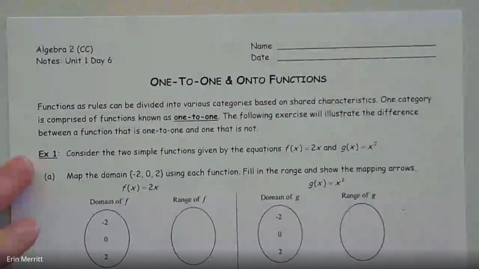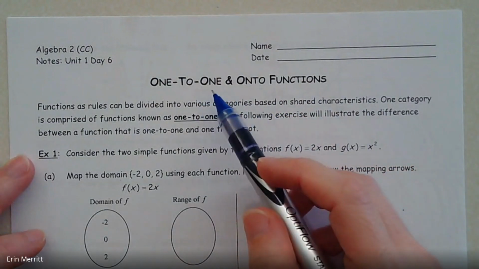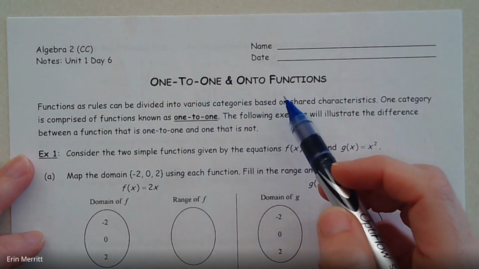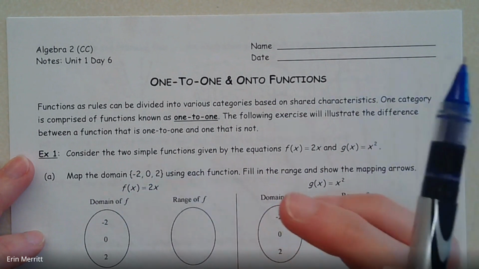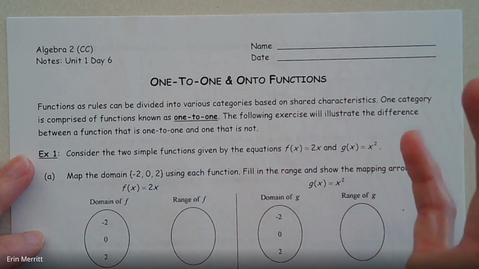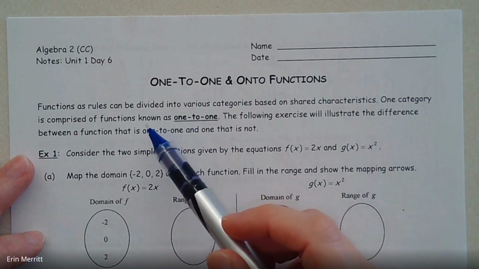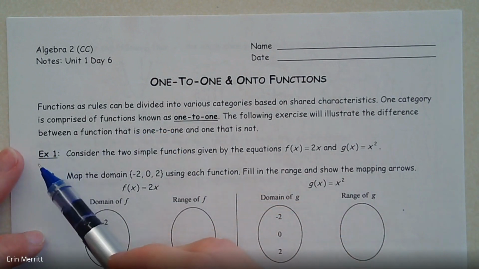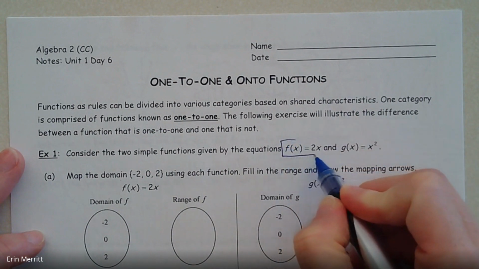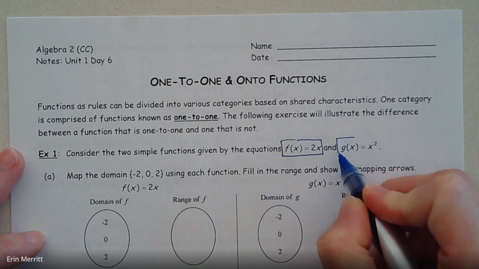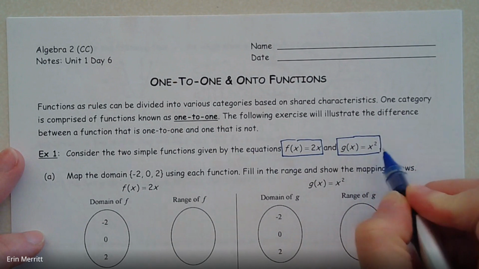It is day 6 of Unit 1, and we're talking about one-to-one functions and onto functions. Those are just little ways that we can classify sets of relations that we know are functions already. So the first part, in example 1, says consider you have two simple functions. We've got f of x equaling 2x, and we have g of x equaling x squared.